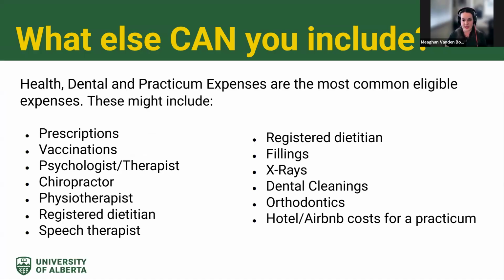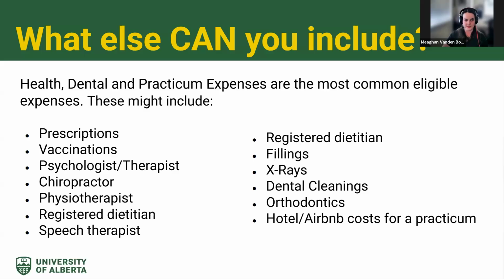The most common thing that we see is prescriptions that you would get on a monthly basis. If you go to therapy or physiotherapy, anything like that, or for dental fillings, X-rays, dental cleanings. If you have braces or your dependent has braces, then you might have orthodontics bills. And for your practicum or internship, if it's outside of Edmonton, we would also help with hotel and Airbnb costs.